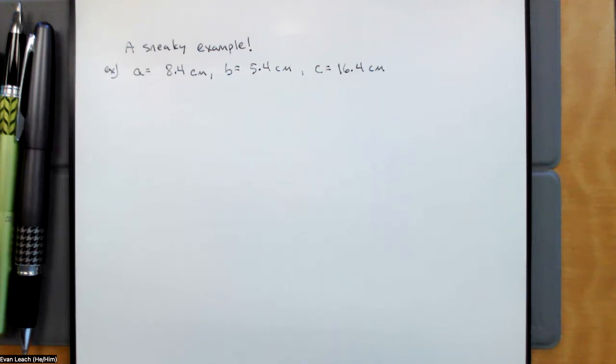Here's the next example I would like to take a look at, and it is the same setup as the previous one, or is it? So I've got A is 8.4, B is 5.4, and side C is 16.4, all in centimeters. Some of you may notice a problem right away.